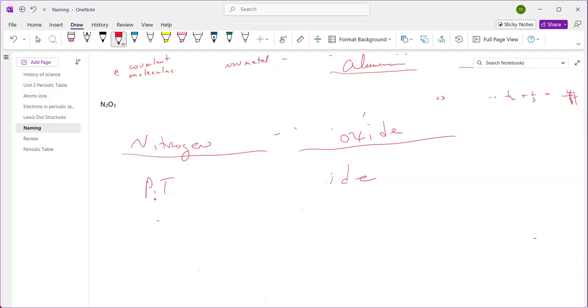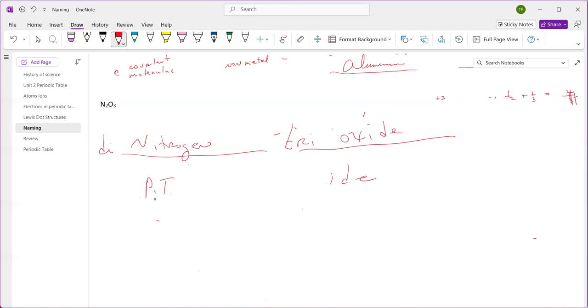There's no charge. This is not ionic. So we have to tell it in the name how many of each. So we have two nitrogens, that's di. Top right says the numbers. And we've got three oxides. So that's tri. So it's dinitrogen trioxide. Most people find the covalent or molecular formula names easier than ionic. Some people do. Some people say they're about the same.